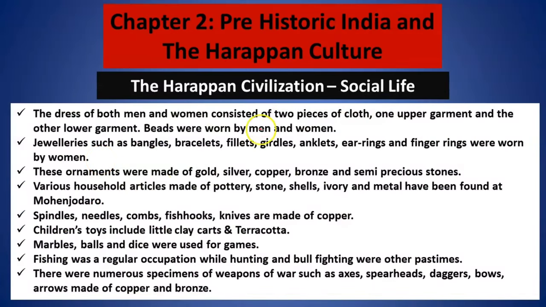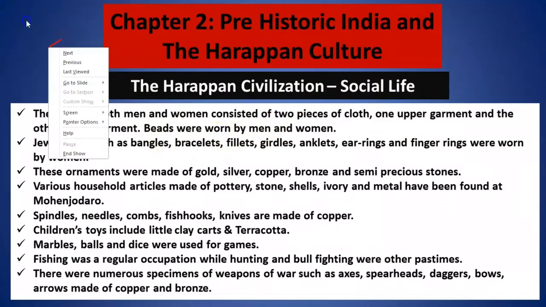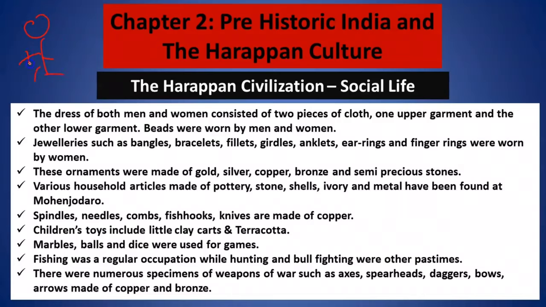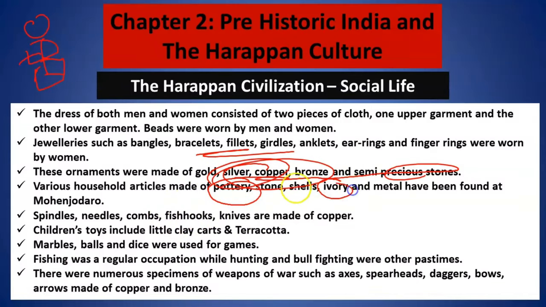Now, if I talk about social life, okay, so they were having two pieces of clothes. Every individual was wearing one upper garment and one lower garment. Even ladies were wearing jewelries also, all right? And the ornaments were made up of semi-precious and precious metal also. Now, at various places, various articles have been found, such as ivory, shells, stones, and potteries in Mohenjo-daro. Even combs, fish hooks, knives have been found. So that means they knew fishing also.